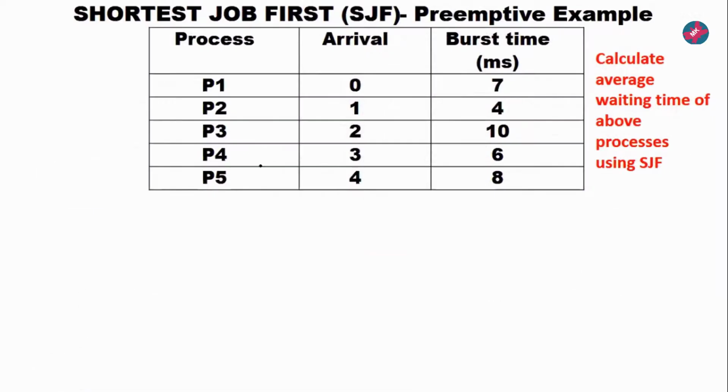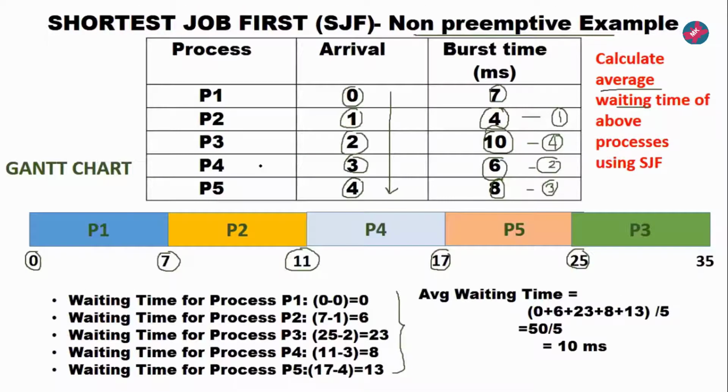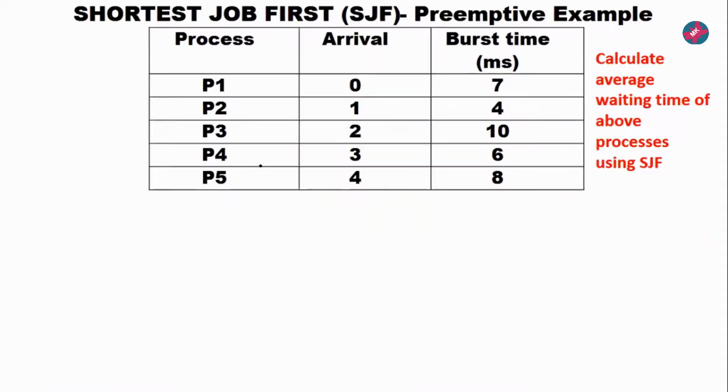Now the same problem is there. See, I have not changed anything. But the difference that I have made is that this example is a preemptive example. Means what? Here preemption will be allowed. Preemption means what? Interruption will be allowed. Now you observe carefully what I will be doing here.